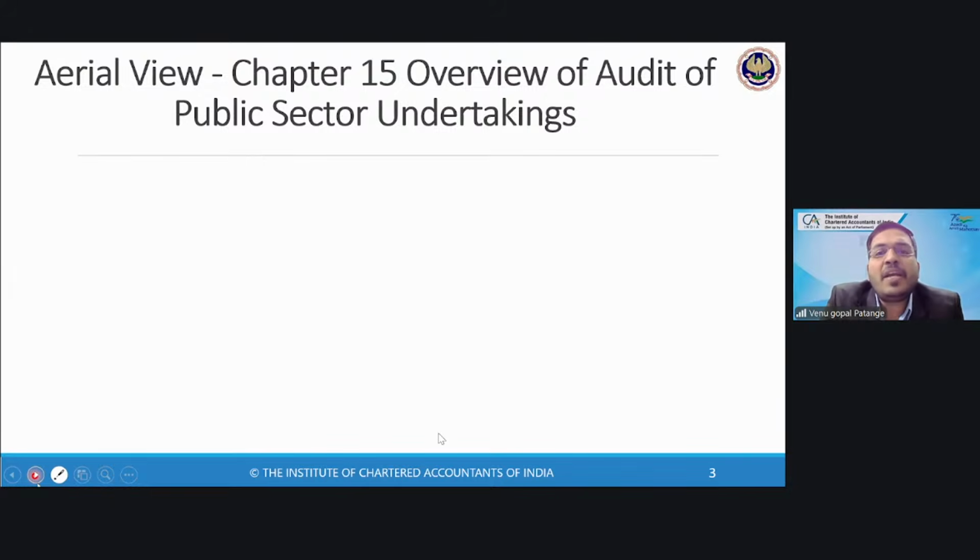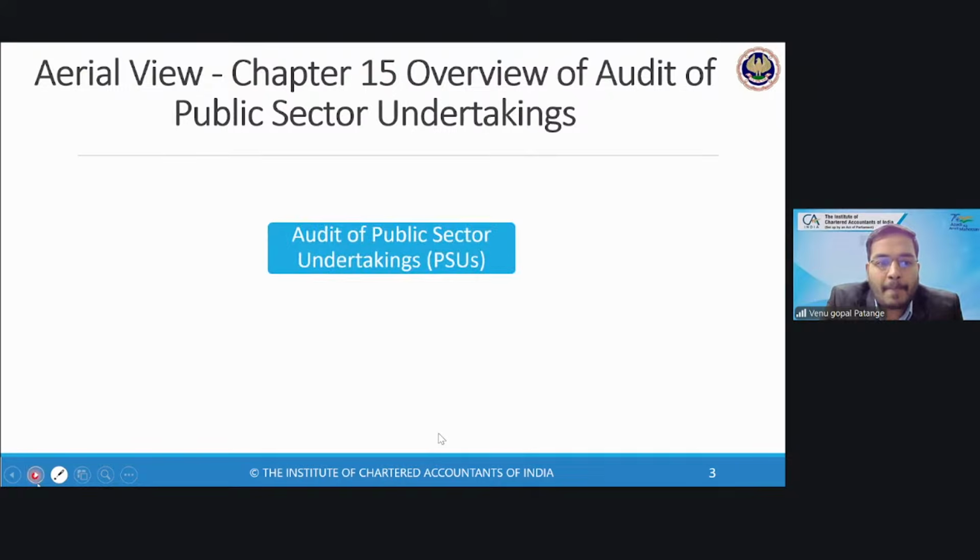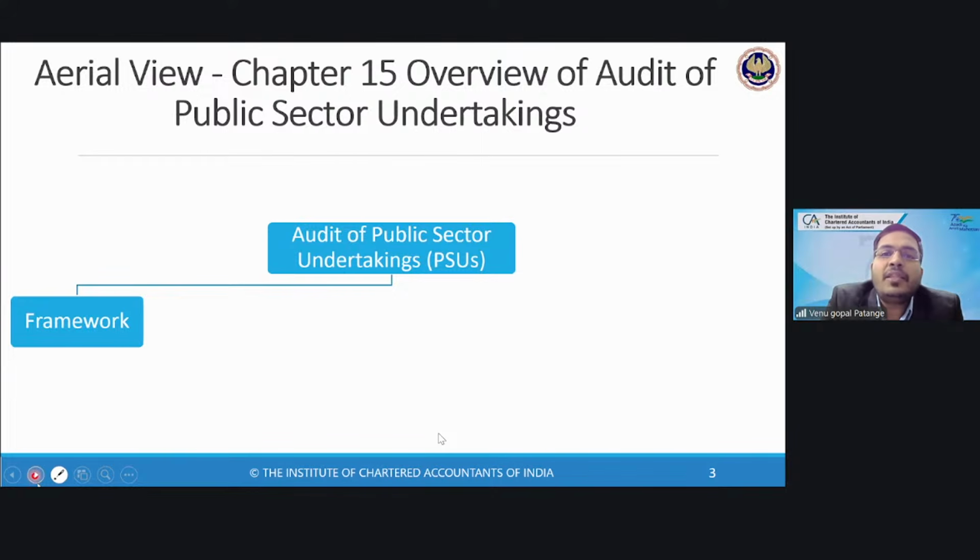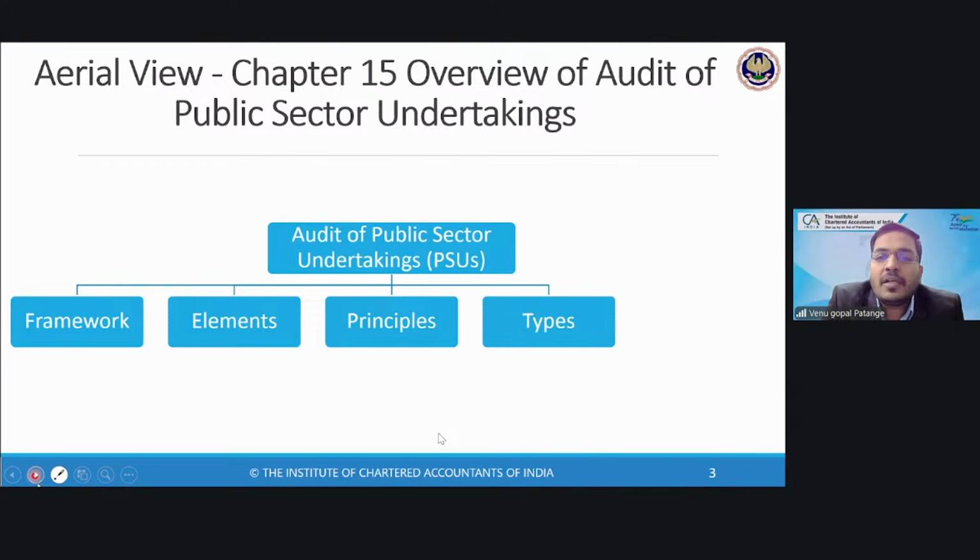So how to remember the entire chapter 15? First, we will understand the definition of PSU, what all comprises PSUs, which entities are called PSUs. Thereafter, we'll be discussing the framework of audit of PSUs, elements, principles, types, and the audit report, the final deliverable.